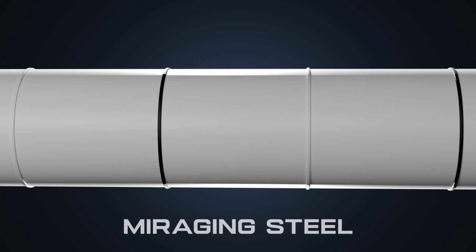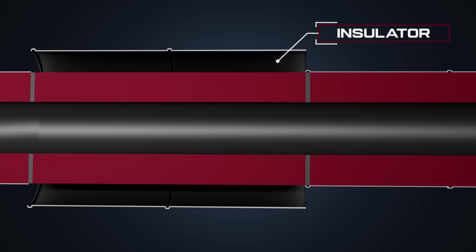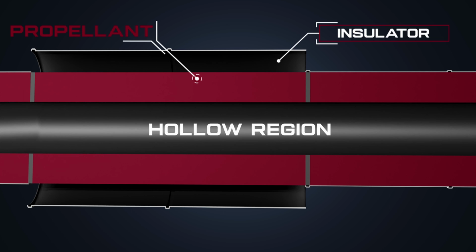Each segment is made up of strong maraging steel. The insulation layer is made up of asbestos. The propellant is only 1 meter thick, most of the segment is hollow. And there is an inhibitor layer at the end of each segment to prevent any leak.